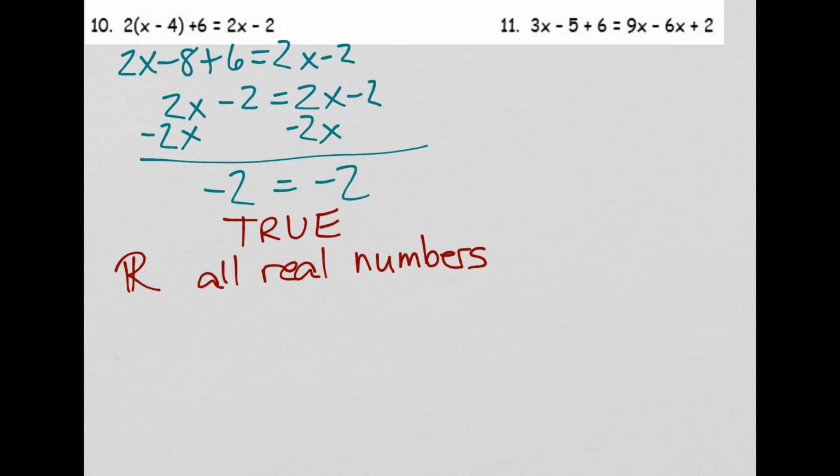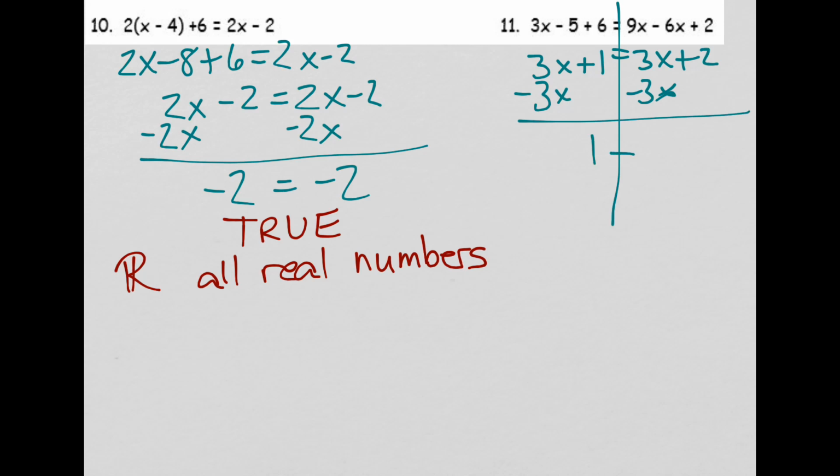Okay, number 11. You have some like terms to combine on each side. So 9x minus 6x is just 3x. And 3x minus 5 plus 6 is plus 1. So again, I didn't move anything from one side to the other. I just simplified on the left and I simplified on the right. Now I want to try to maybe move the 3x over, but oh no.